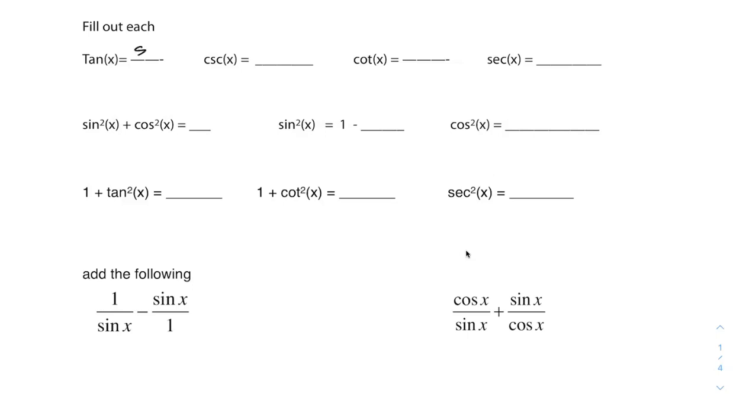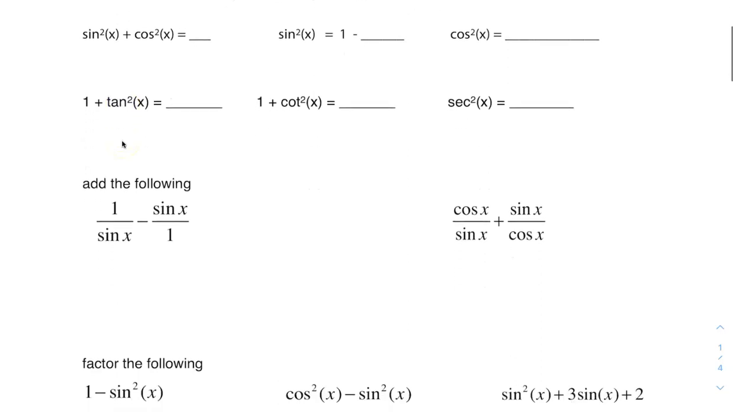So tan is sine over cosine. Cosecant is 1 over sine. Cotan, it's 1 over tan, but I prefer to use cosine over sine. Secant would be 1 over cosine. Then we get to the trigonometric identities.